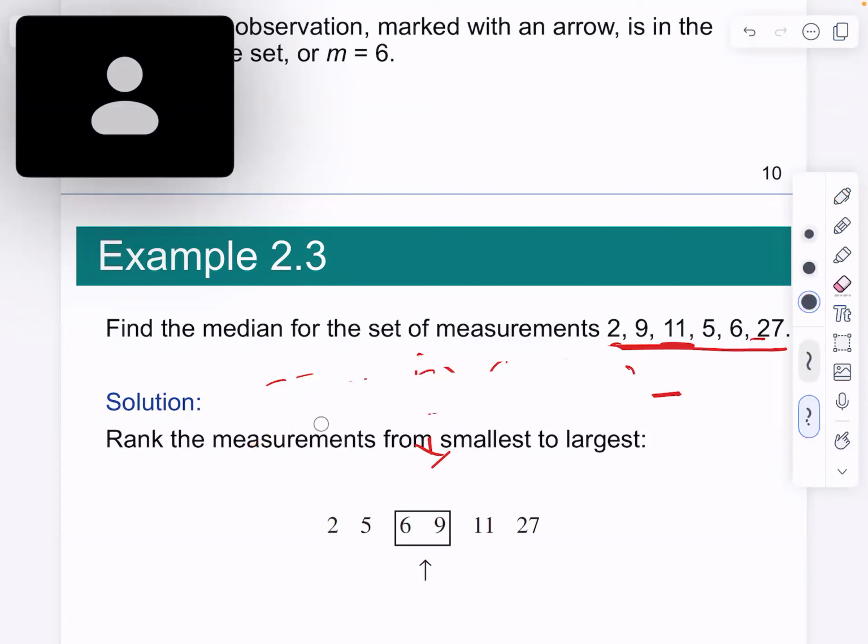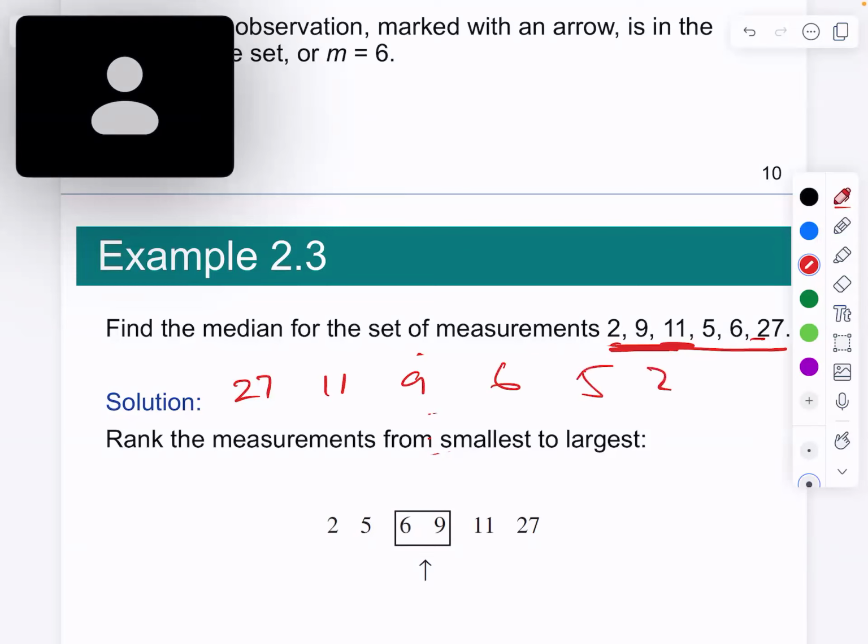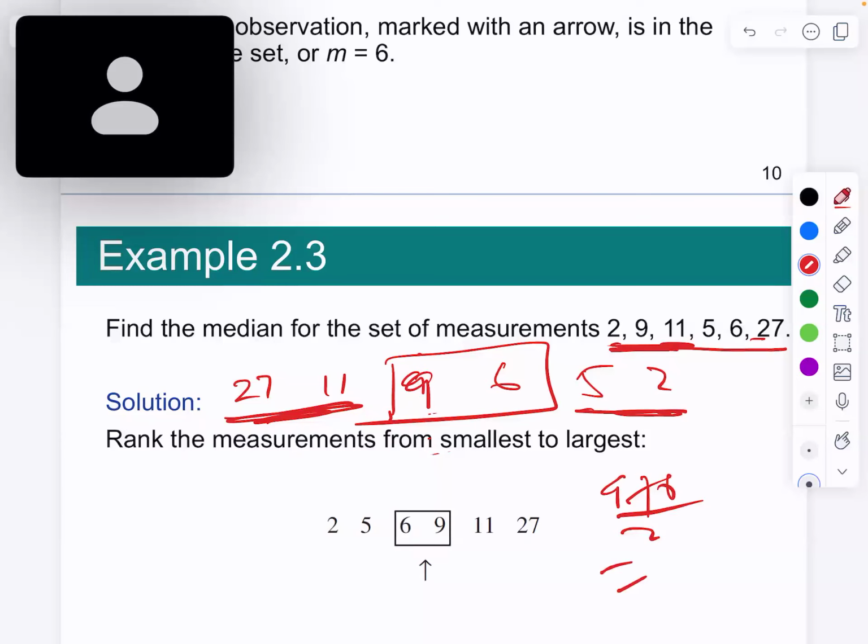My bad. If you have an even number of items, there are 6 of them. After sorting them, you can sort from largest to smallest, I don't care about that: 11, 9, 6, 5, 2. You pick the 2 middle numbers. You want to make sure you have the same number on the right side and on the left side, 2 numbers on the left, 2 numbers on the right, depending on the set. Then the ones in the middle, you add them up, 9 plus 6, divide by 2, and that gives you 7.5.